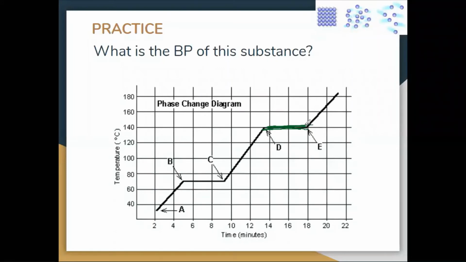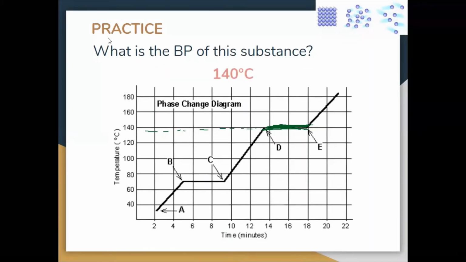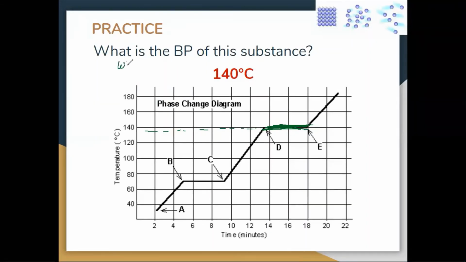But boiling point is a temperature. So they're not asking me for a letter, they're asking me for a temperature value. So if we trace this over, what temperature do we get? 140 degrees Celsius. So that's what my boiling point is. Or if instead of boiling point, it said, where does boiling occur? What would you say? 100 degrees Celsius. So that's different. What and where? If they're saying where this time, they're asking you where on the line, or they're asking for a segment.